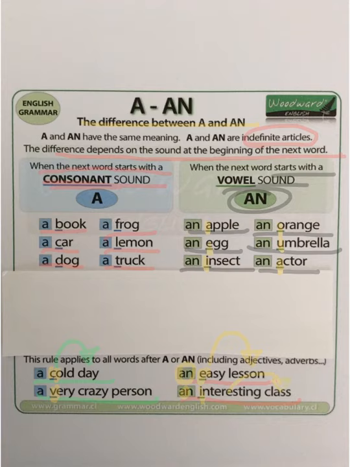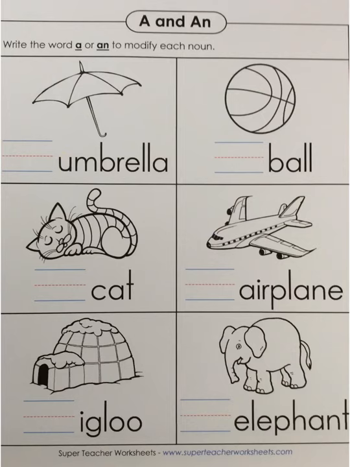Okay, time to practice. And I included a similar sheet for Mom and Dad, so you can do one on your own. Let's look at this page. This page tells us write the word a or an to modify each noun. That means we need to fill in the blank with a or an and finish the phrase. And remember, we're going to look at the first letter of the word to see if we need to write a or an. That will help us. And the pictures also help us on this one.